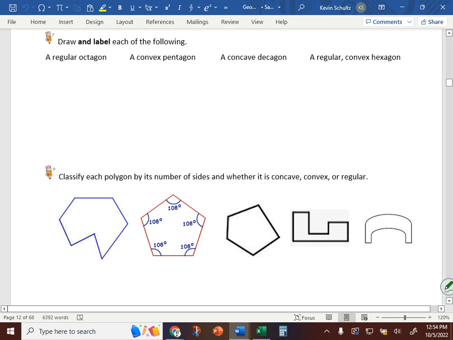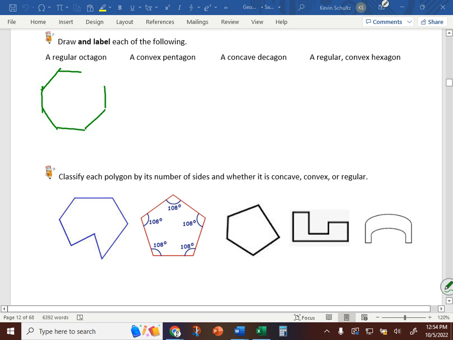Draw and label each of the following. I've said before how strict I am with the labeling. This is what I expect here. For a regular octagon, we look up at the top. We see regular means it has congruent sides and congruent angles. We know an octagon has to have 8 sides. And so that stop sign that we drew earlier is what we're going to draw here.